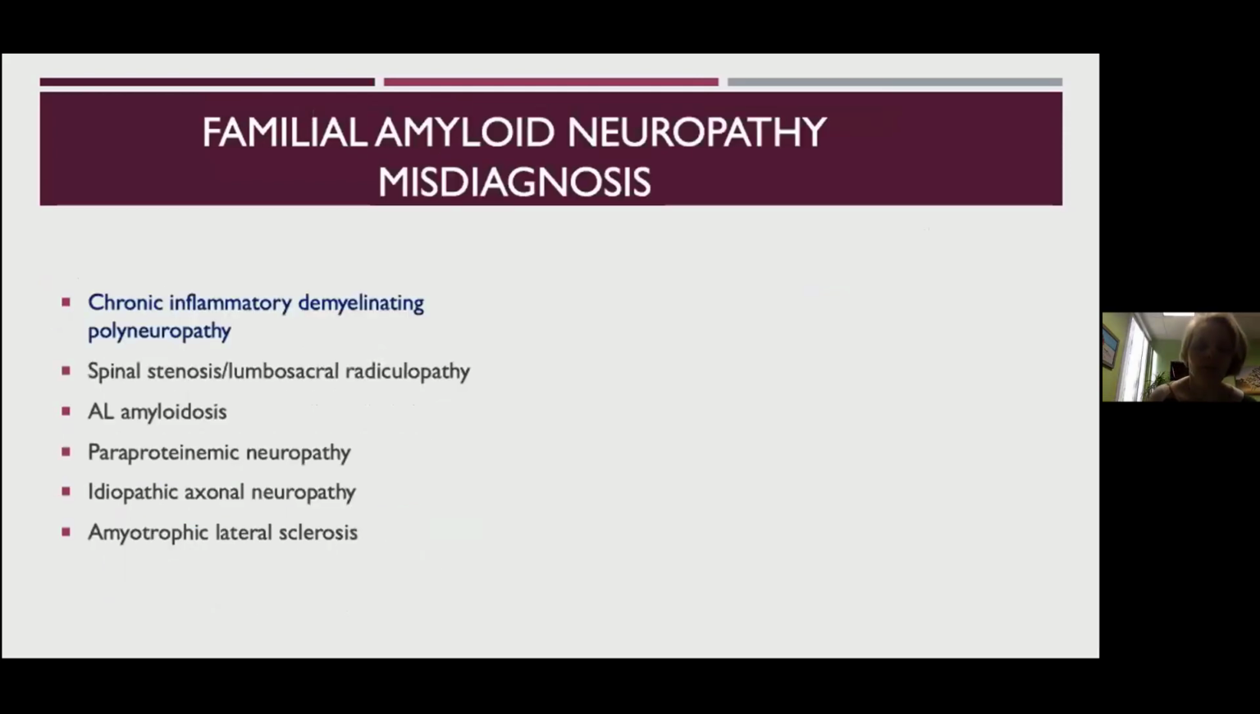Amyloid neuropathy is frequently misdiagnosed. The most common misdiagnosis is CIDP, or chronic inflammatory demyelinating polyneuropathy. Other common misdiagnoses are spinal stenosis or lumbosacral radiculopathy. It's also mixed up with light chain amyloidosis, paraproteinemic neuropathy, since patients can have both a paraprotein and a genetic amyloidosis, with idiopathic axonal neuropathy, and with amyotrophic lateral sclerosis.